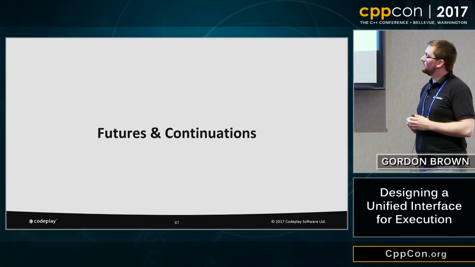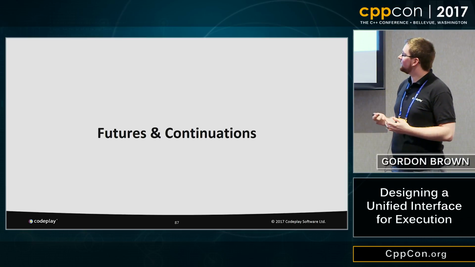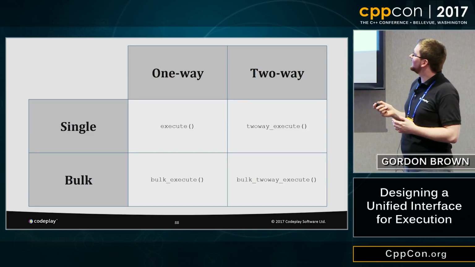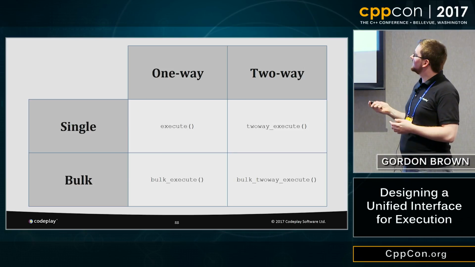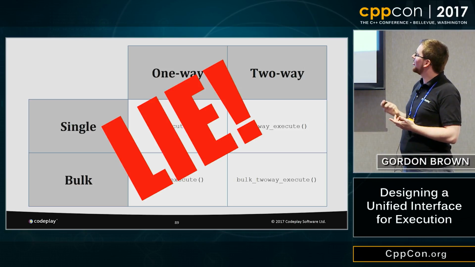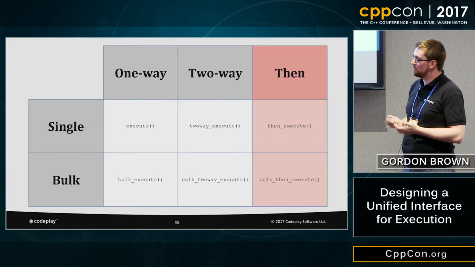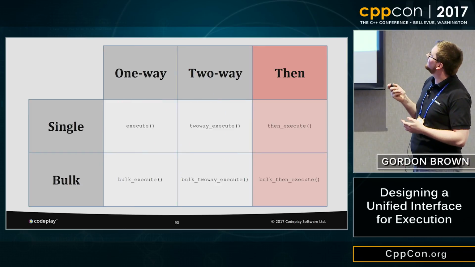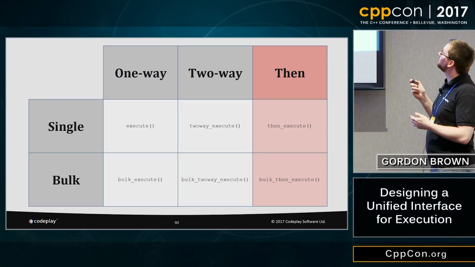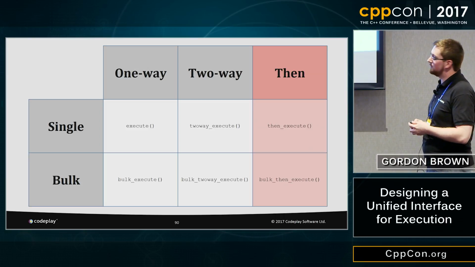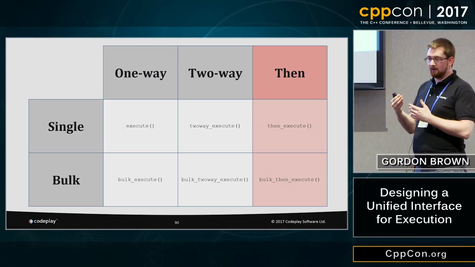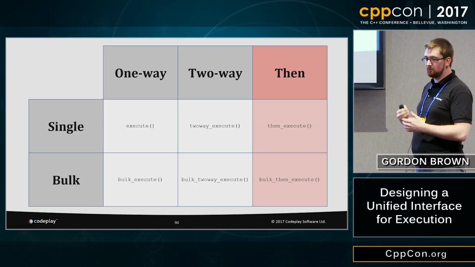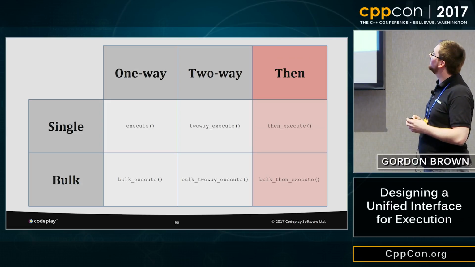The next is futures and continuations. So if you remember back to this table that I showed you, the different execution functions, this is actually a lie. There's actually a little more than this. In addition to one way and two way, there's also then, which provides then execute and bulk then execute. And these are used for adding continuations onto previous tasks that have been executed.